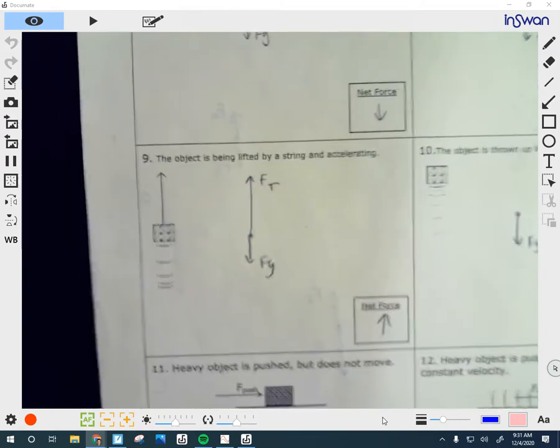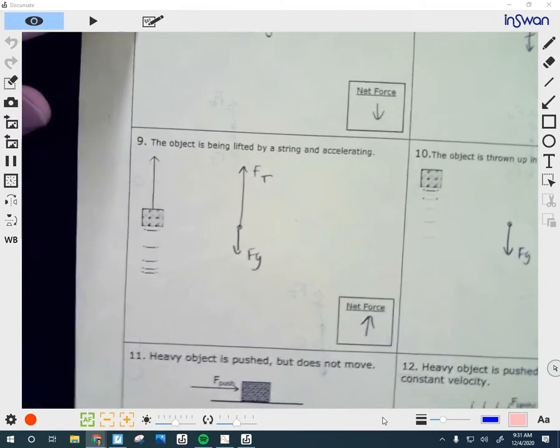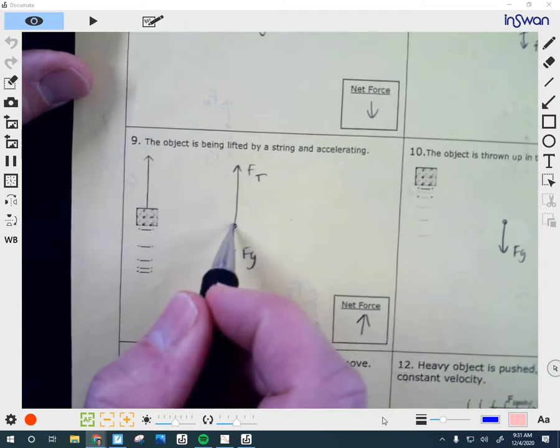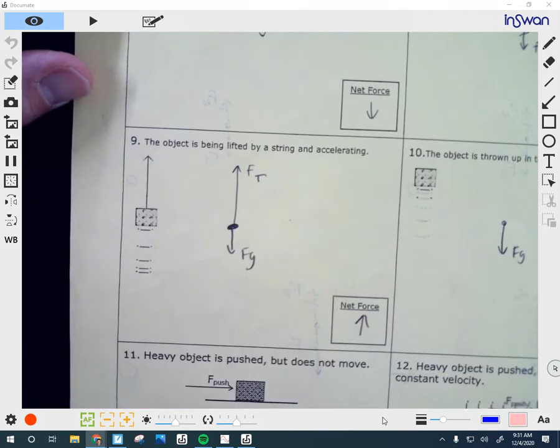All right, number 9 is very similar to the one on the previous page. It just doesn't have a pulley involved. If I want to accelerate the object upward, I need a bigger tension force than gravitational force. Upward net force, upward acceleration.